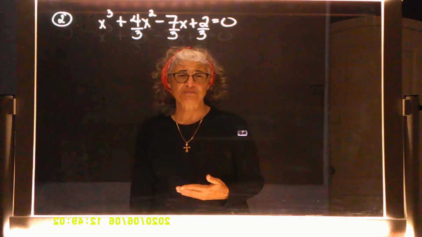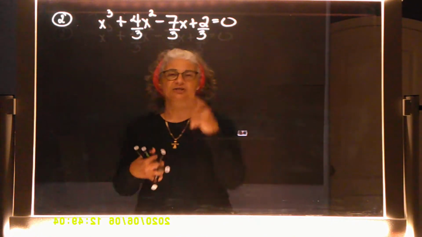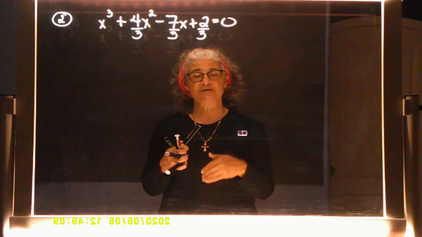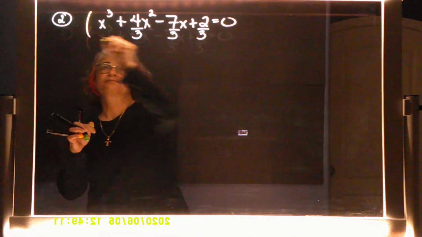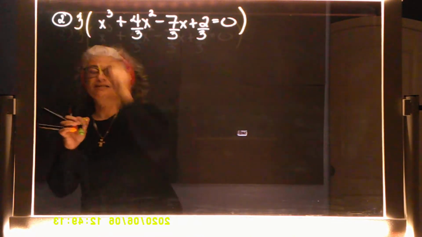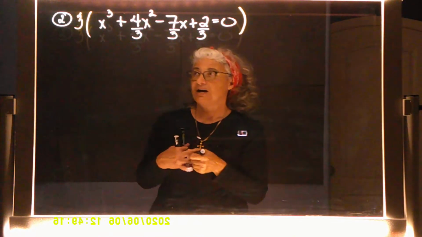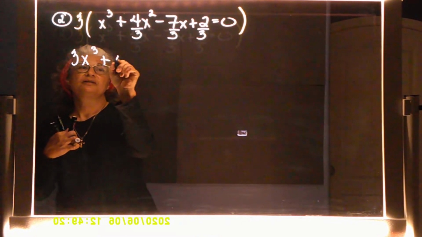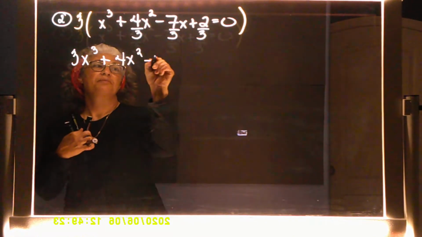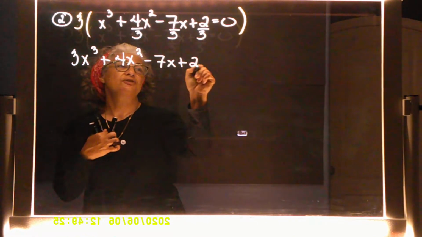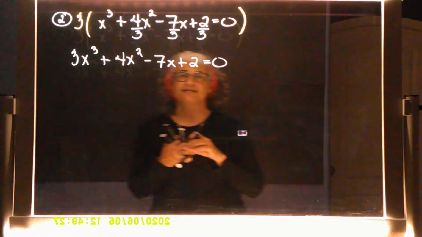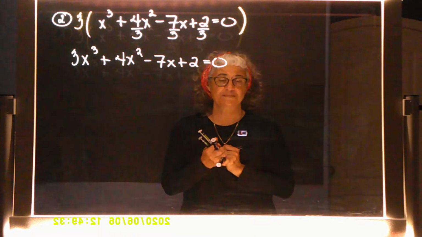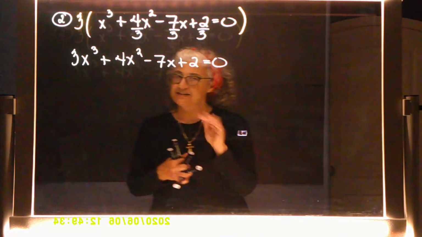So you know what we're going to have to do? Right, get rid of the fractions. And how do I get rid of the fractions? Yeah, I'm going to have to multiply, in this case, both sides by 3. So, when I multiply the entire equation by 3, I end up with 3x cubed plus 4x squared minus 7x plus 2 equaling 0. This is the equation that I need to solve. Got it?